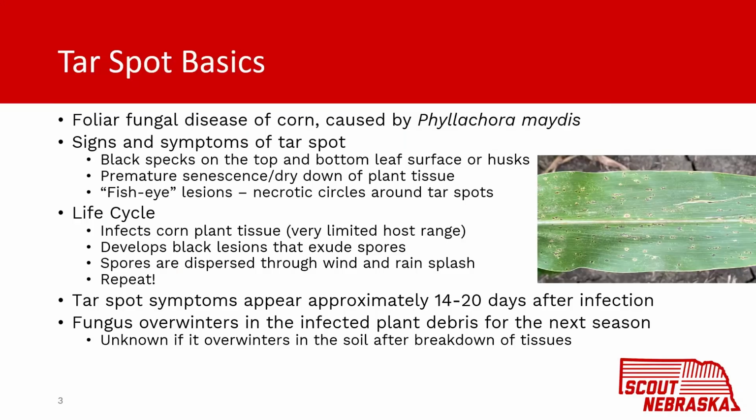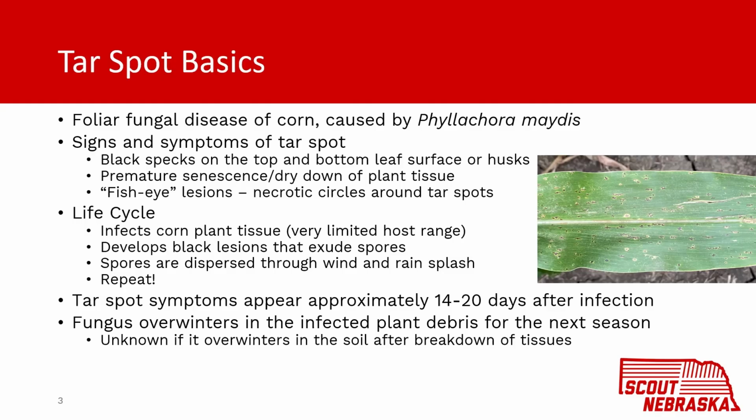It is a foliar fungal disease of corn caused by Phyllachora maydis. The signs that tar spot produces are those black specks. They kind of start circular and then they can elongate to be a diamond shape or along the veins, which is the most common. When things get pretty severe, there's a lot of disease out there, we will see some premature senescence and dry down of that plant tissue, as well as some potential fish eye lesions, which are just necrotic circles around those tar spot stromata, which is what those black specks are called.